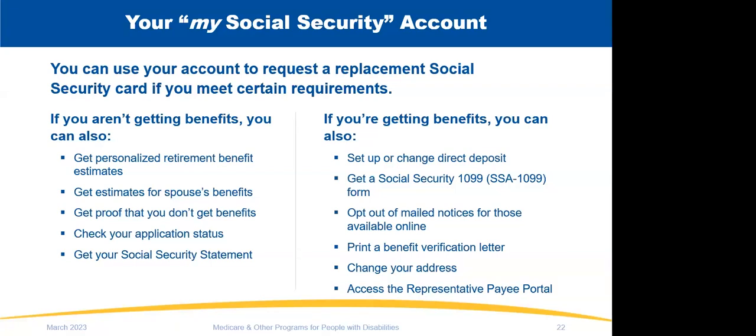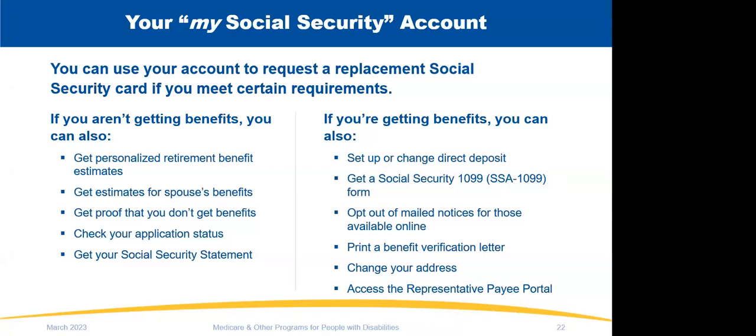Sometimes folks need proof that they're not yet receiving benefits from Social Security. You can get a letter to that effect. If you have an application or an appeal pending with us, and you have your My Social Security account, you can check the status of that application or appeal online versus having to call or go into the office to find out what's going on with the application.